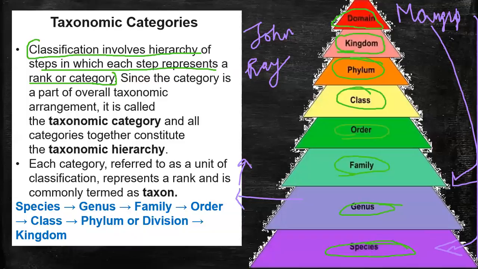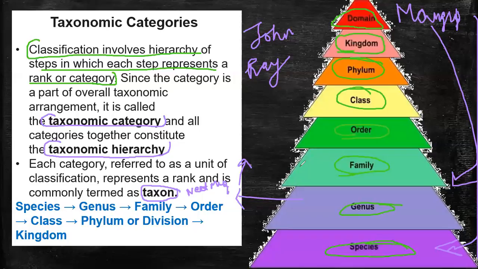Okay, fine. Since a category is a part of the overall taxonomic arrangement, it is called a taxonomic category. And all taxonomic categories together constitute a taxonomic hierarchy. Each category is referred to as a unit of classification, represents a rank, commonly termed as taxon. Neat MCQ.